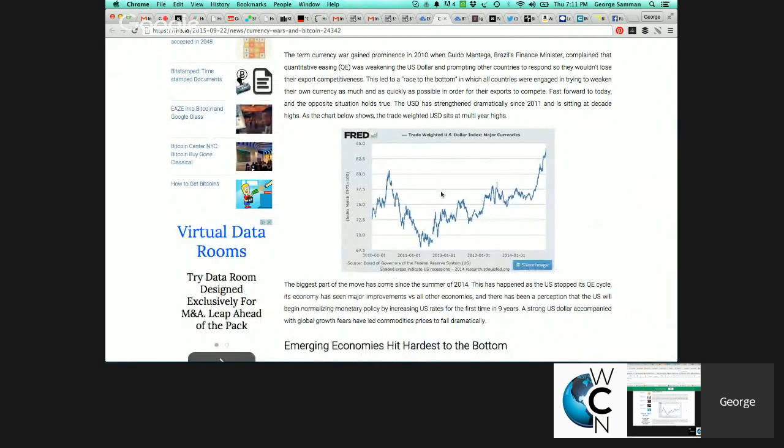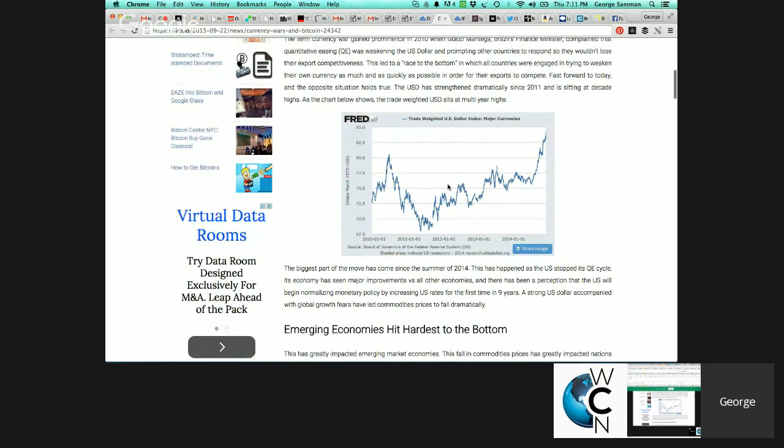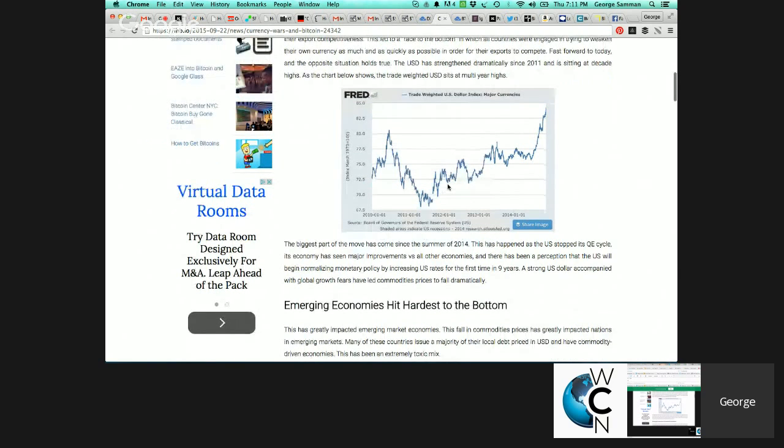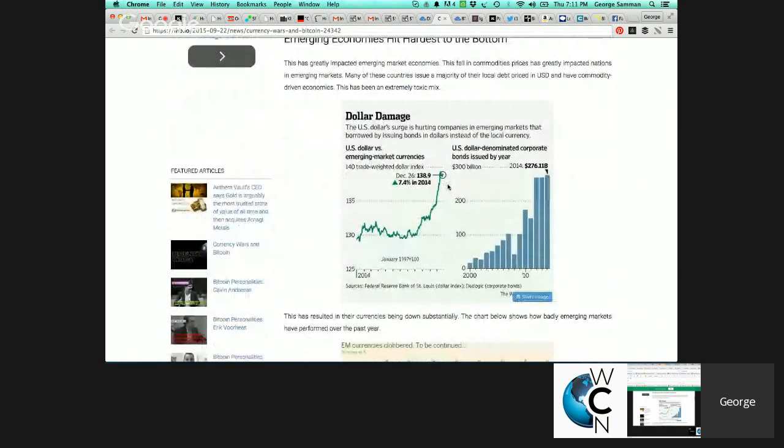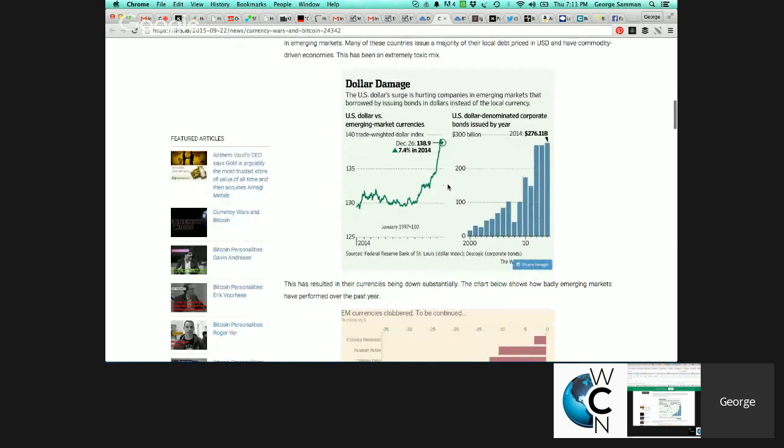So this is the trade-weighted U.S. dollar index, and as you can see, it's at highs that it hasn't been at in a long time versus every other currency. The problem with the U.S. dollar being so strong is that you have a lot of emerging market debt that's denominated in U.S. dollars. As the dollar gets stronger and their currencies weaken, it's very hard for them to repay debt.